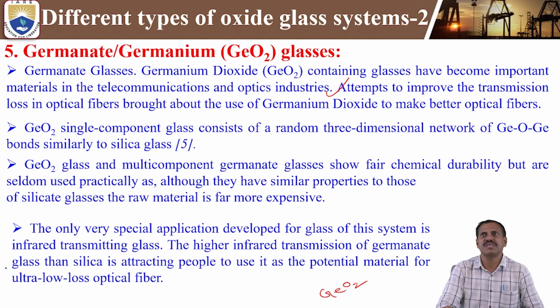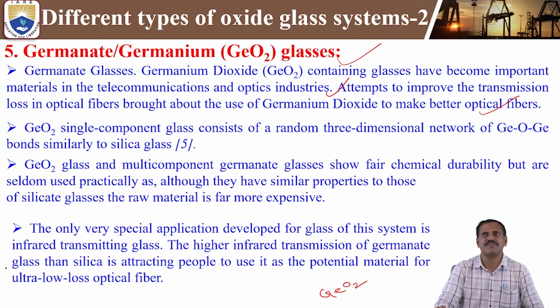The attempts to improve the transmission loss in optical fibers brought about the use of germanium dioxide to make better optical fibers. Instead of silicate glasses and borate glasses, germanium based glass systems can be used to prepare optical fibers, which are used to transmit data over long distances. This is one of the important applications for germanium based glass systems.